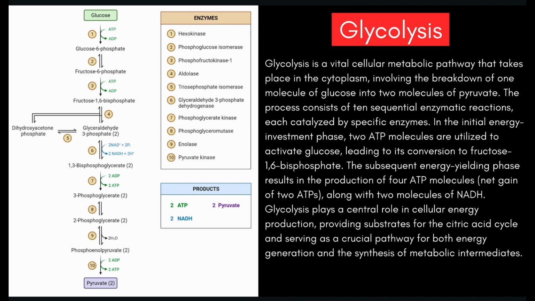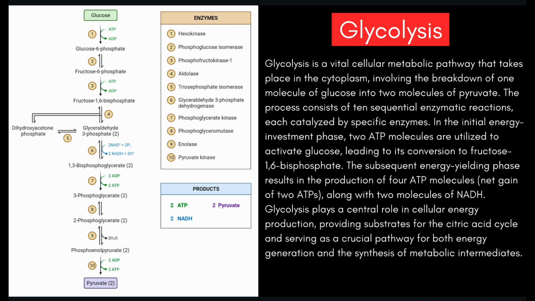The process consists of 10 sequential enzymatic reactions, as seen on the diagram to the left, each catalyzed by specific enzymes. In the initial energy investment phase, 2 ATP molecules are utilized to activate glucose, leading to its conversion to fructose 1,6-bisphosphate. The subsequent energy yielding phase results in the production of 4 ATP molecules, so you have a net gain of 2 ATPs, along with 2 molecules of NADH.